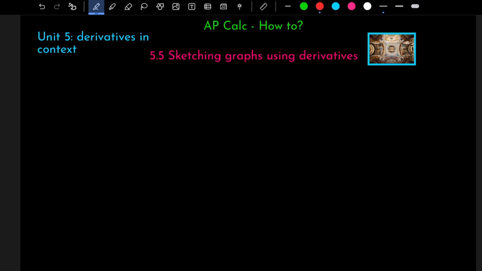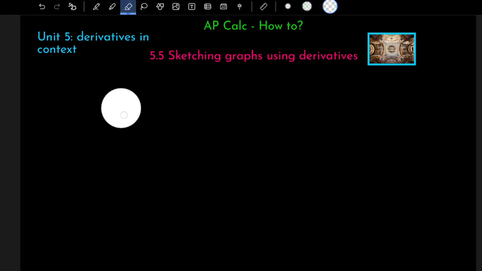Let's dive in. To sketch a graph using derivatives, you're answering 3 big questions. 1. Where is the function increasing or decreasing? 2. Where does it have local extrema, maxes or minimums? And 3. Where is it concave up or concave down? Let's go through the full process step by step.